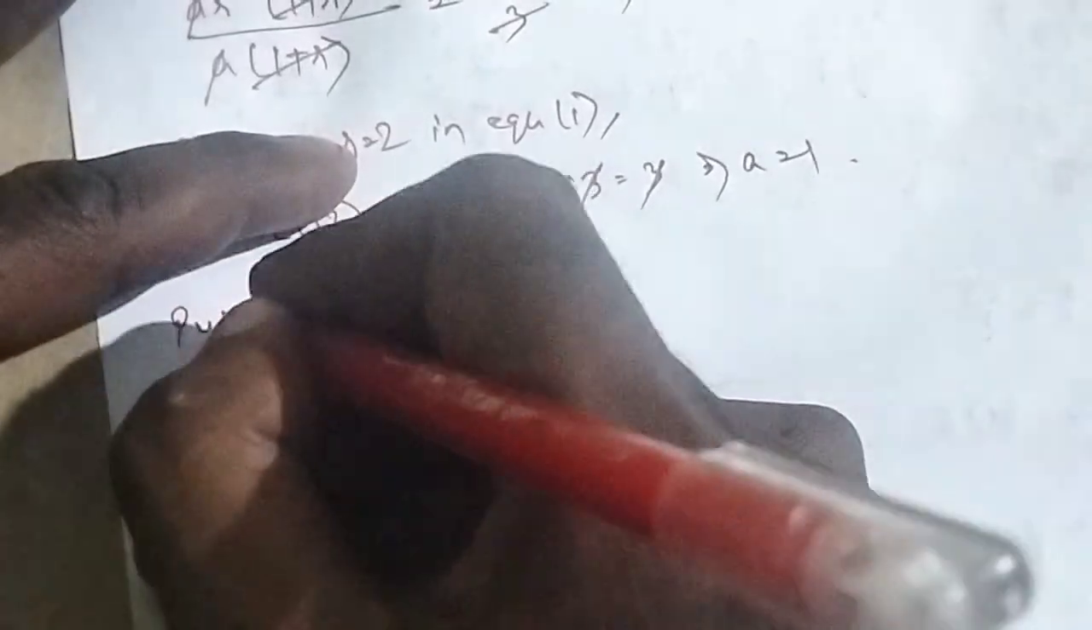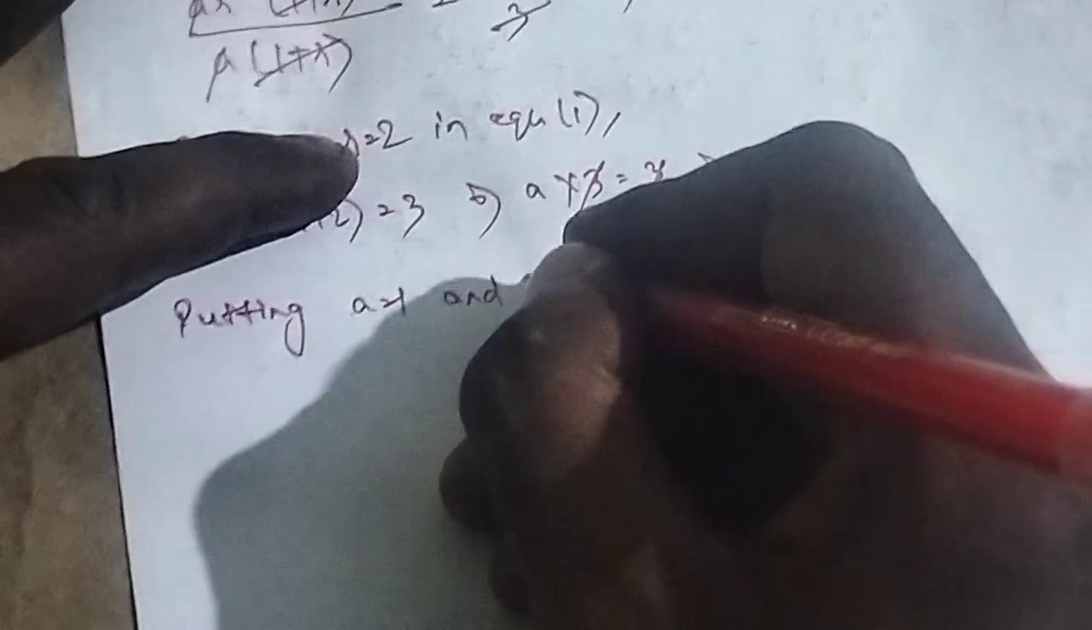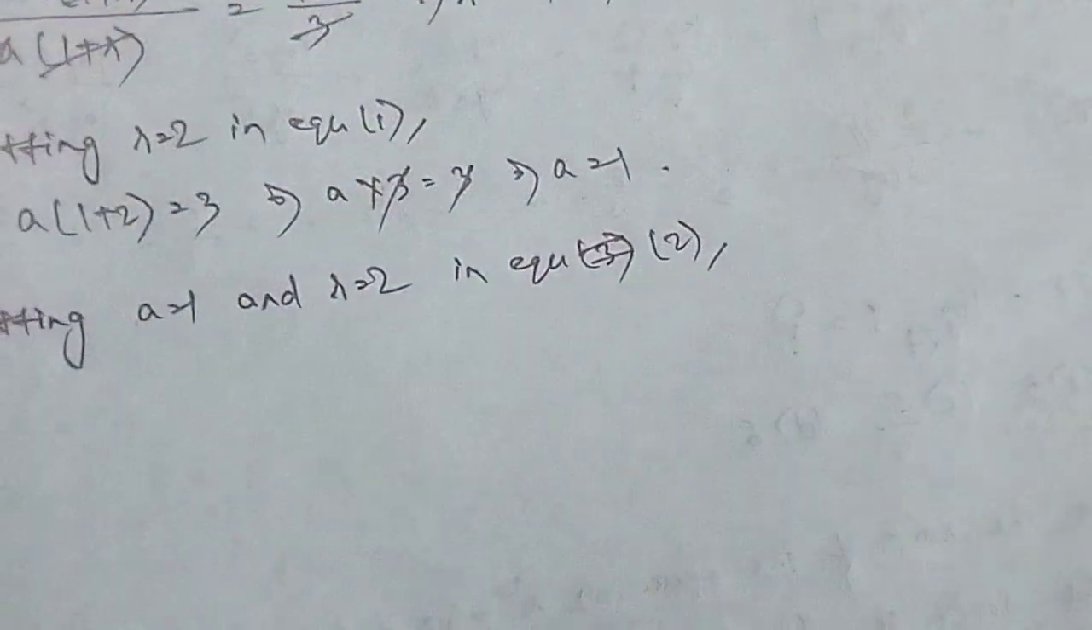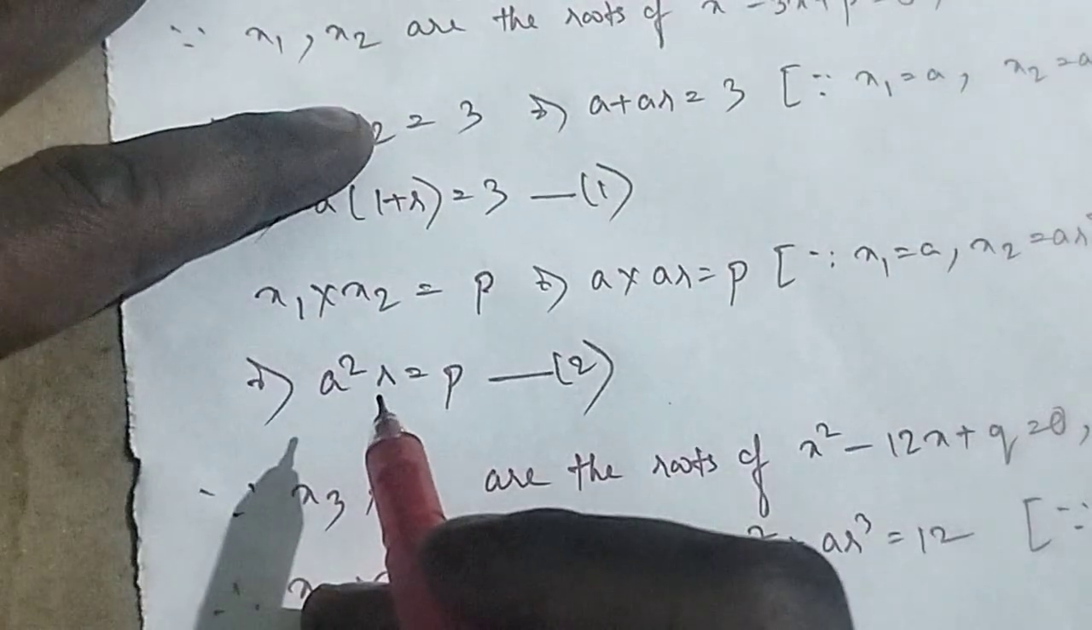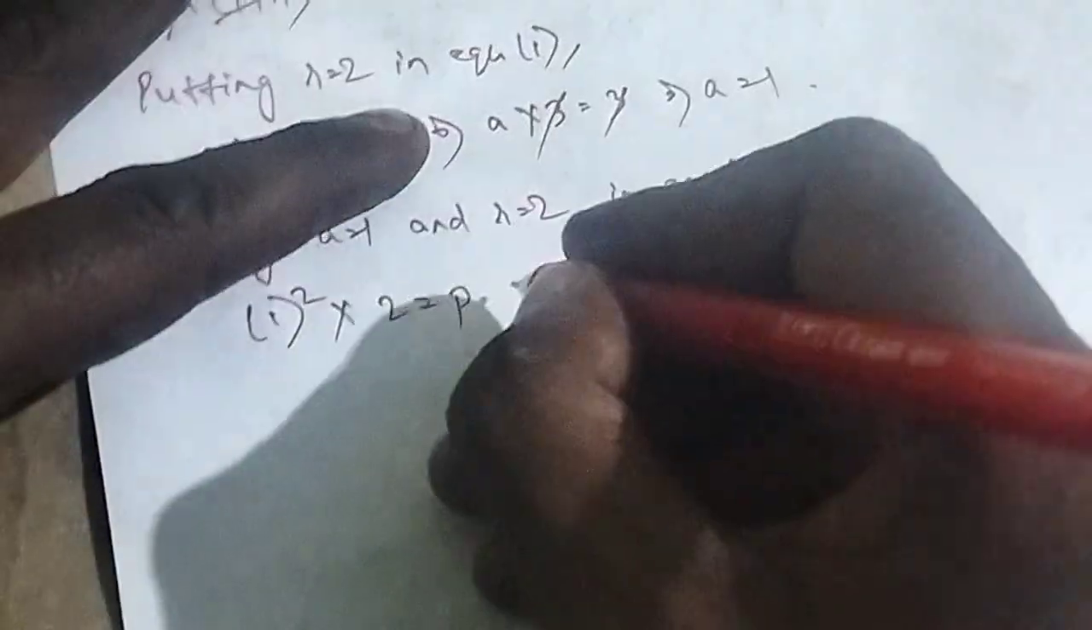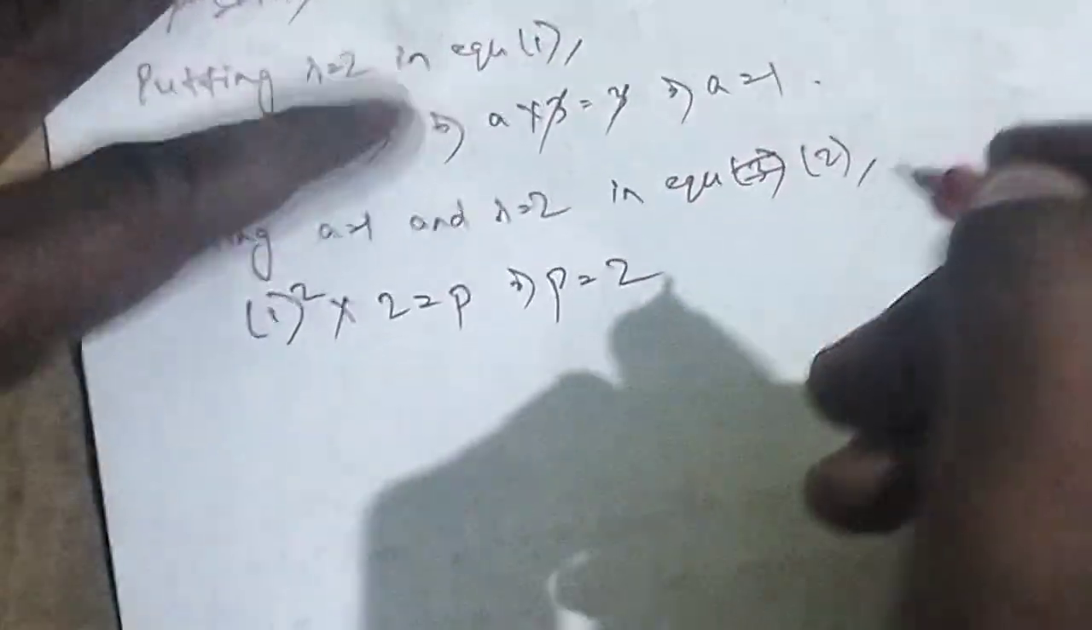Putting A is equal to 1 and R is equal to 2 in equation 2. What was equation 2? A square R is equal to p. A square, that means 1 square into 2 is equal to p. That means p is equal to 2.